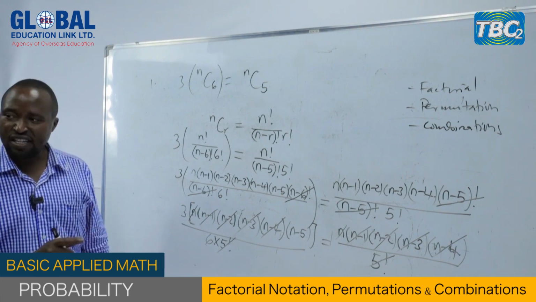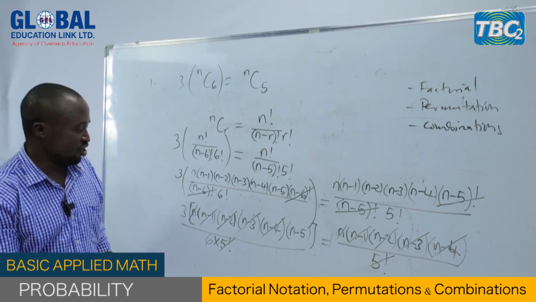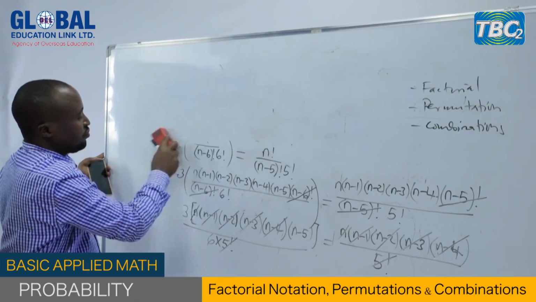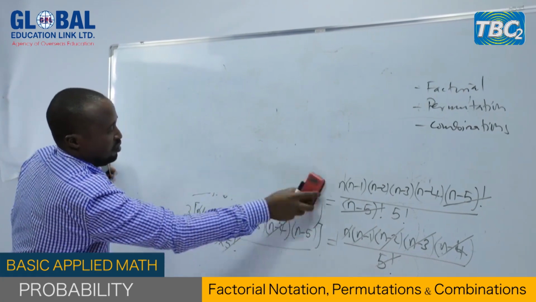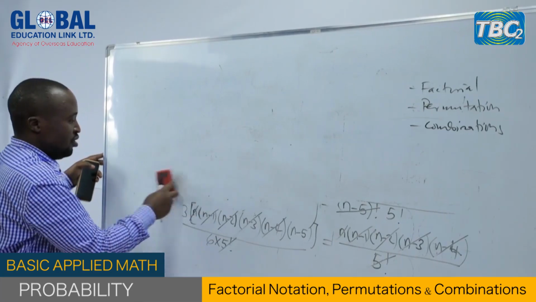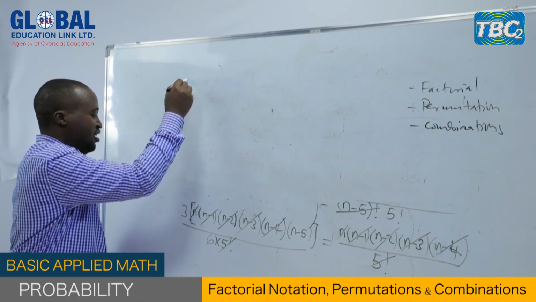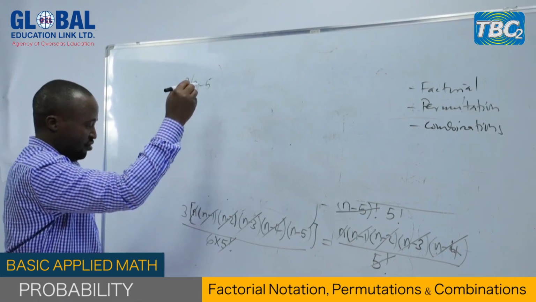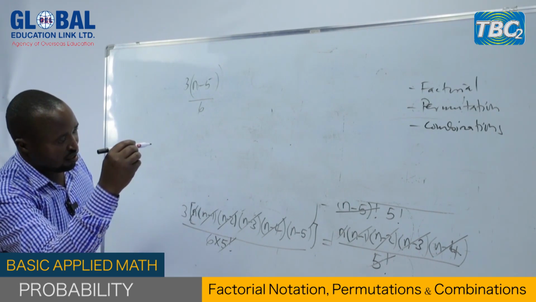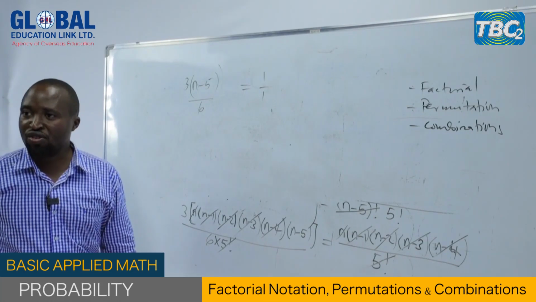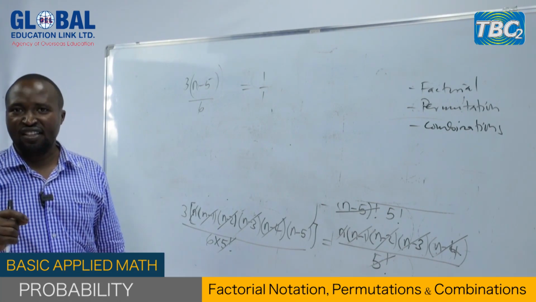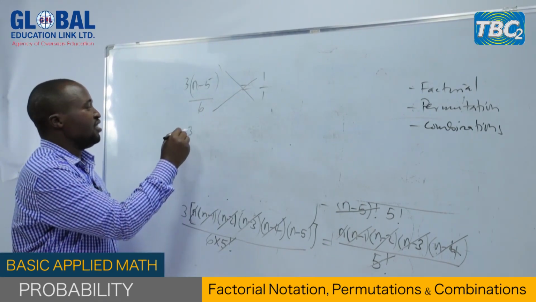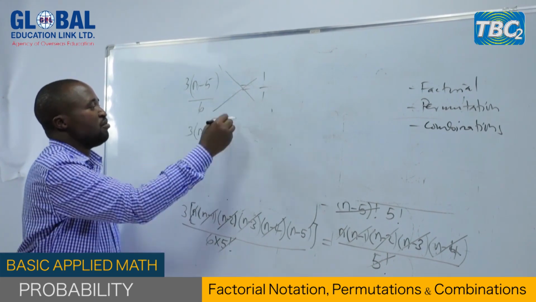My dear student, we are going to remain with a very short expression. The remaining short expression will be 3 bracket of, here we remain with only n minus 5, over 6, which is equal to 1 over 1. So we no longer have factorial notation. So here we can do what we call cross multiplication. That is 3 times n minus 5, which is equal to 6 times 1, that is 6.